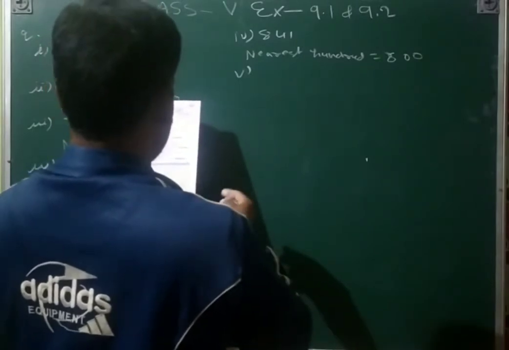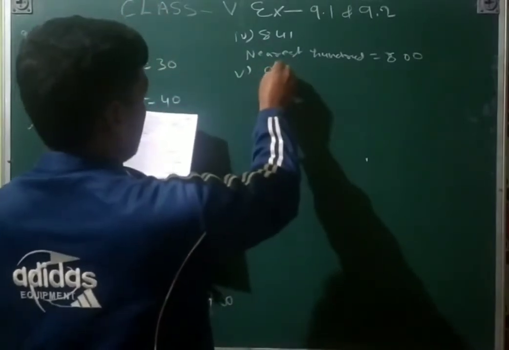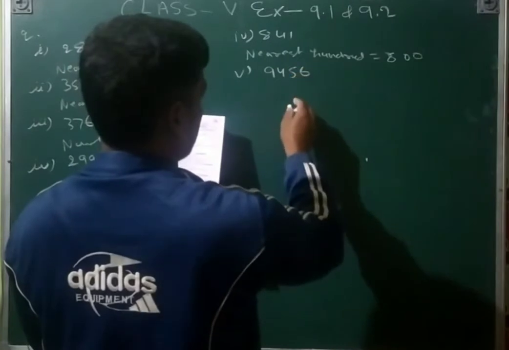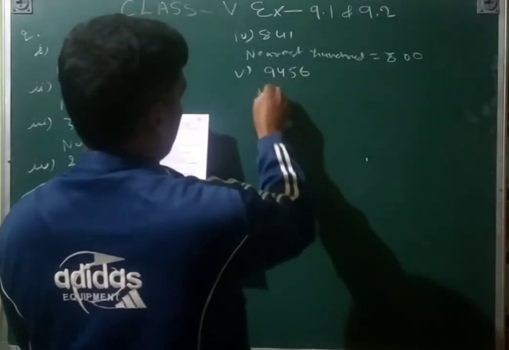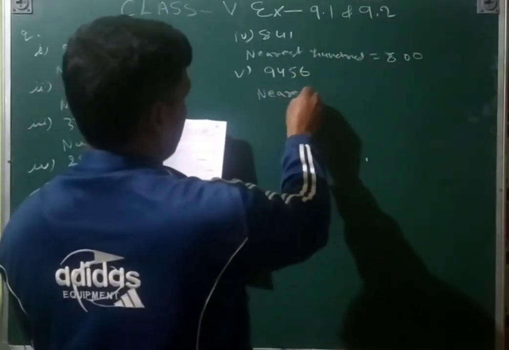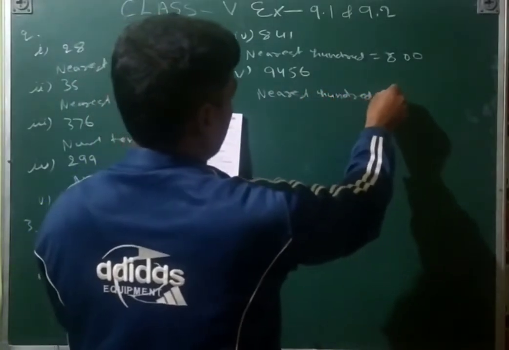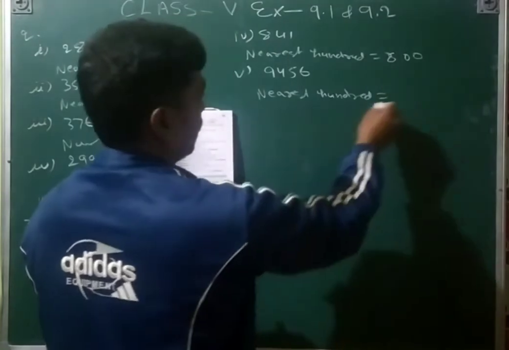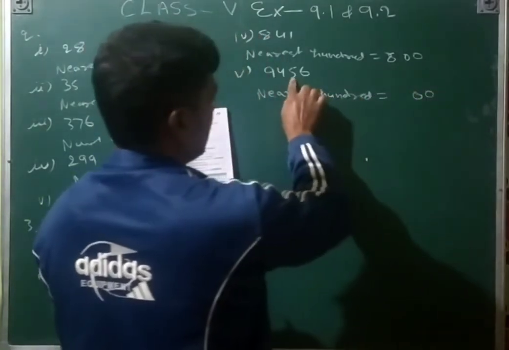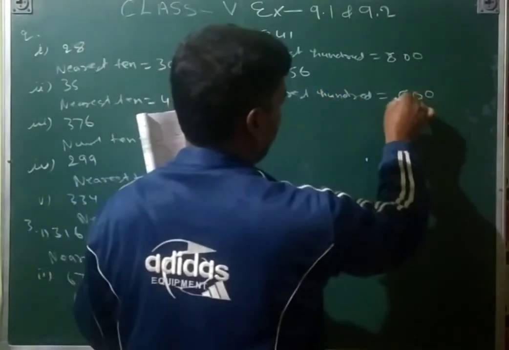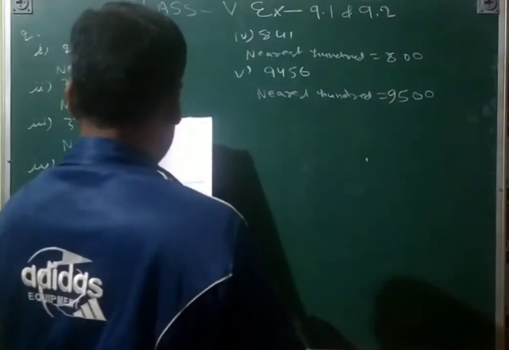Fifth part is 9456. Nearest 100, the 56 will become 00 and the 4 is the same, and this is a 5, so this will be increased, that will be 9500.